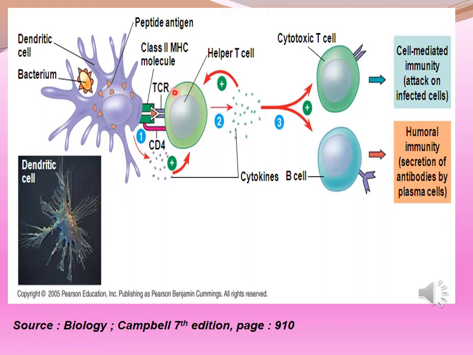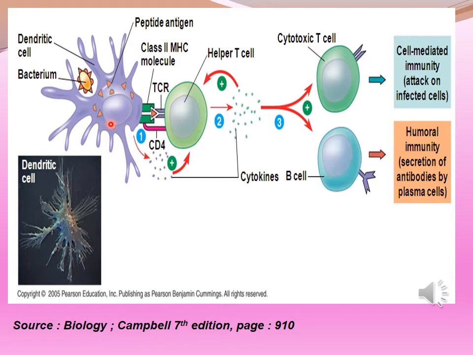There are two requirements that must be met for helper T cell to activate adaptive immune response. Firstly, a foreign molecule must be present that can bind specifically to the antigen receptor of the T cell. Secondly, this antigen must be displayed on the surface of an APC or antigen presenting cell. APC can be a dendritic cell, macrophage, or B cell. In this figure, APC is a dendritic cell.